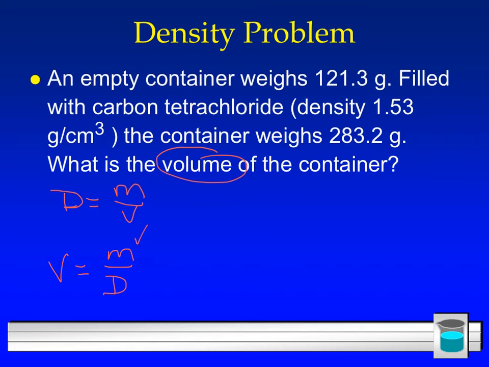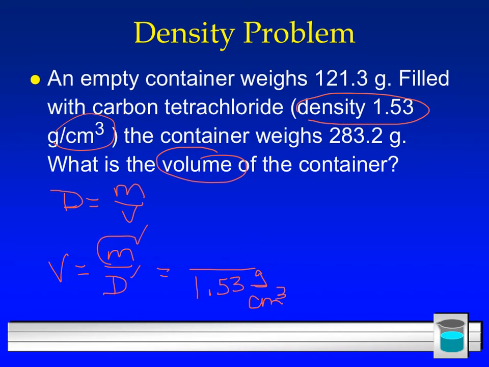So I need the mass and the density. I'm given the density, okay? So I can go ahead and plug that in, 1.53 grams per cubic centimeter. My issue perhaps is that I'm given two masses. I'm given a mass of the empty container and a mass of the container and the stuff that's put inside of it. So which of these masses do I want, if either one?